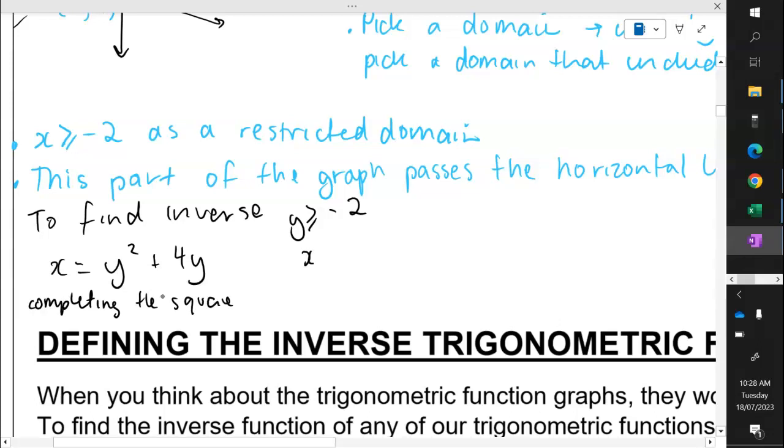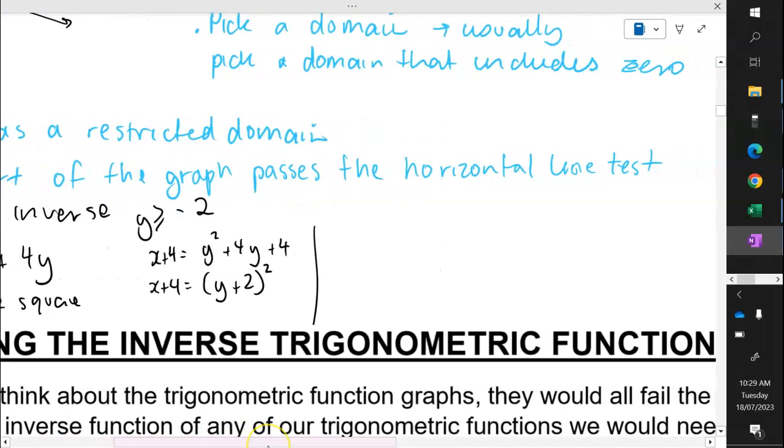Okay, so x is going to be equal to, we're going to have y squared plus 4y. We halve the 4 and we end up with 2. We square the 2 and we get 4. So we're adding 4 to that side and we're adding 4 to that side. So what we end up with then is x plus 4 equals y plus 2 all squared. If you're not sure about completing the square, go back and practice, pause the video, and make sure that you're comfortable with that. Take the square root of both sides.